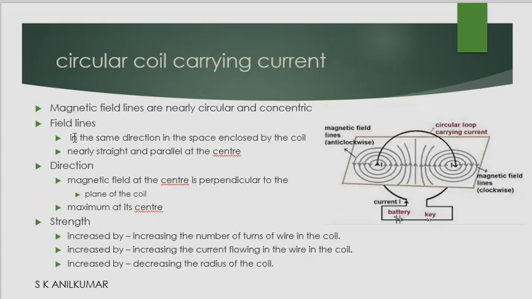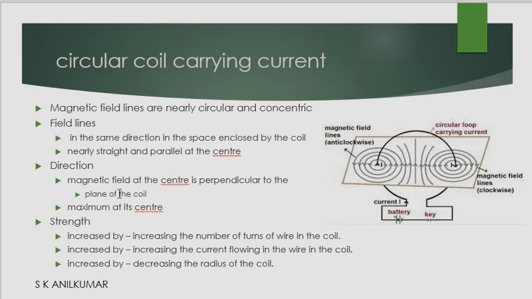What are the field lines? They are in the same direction in the space enclosed by the coil. It is all going like this. You see? The space enclosed by a coil, it is in the same direction. At the center, it is nearly straight and parallel. It is not a concentric circle.